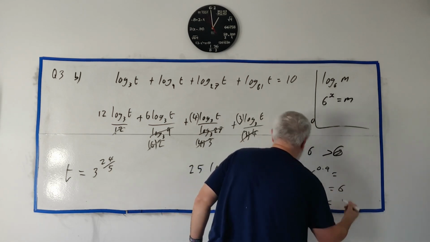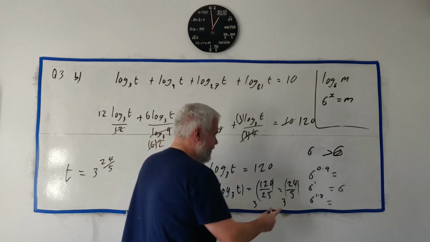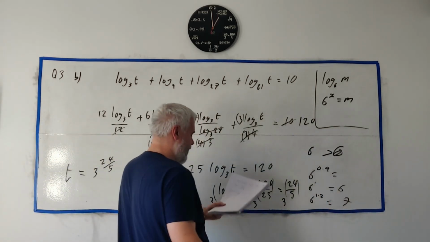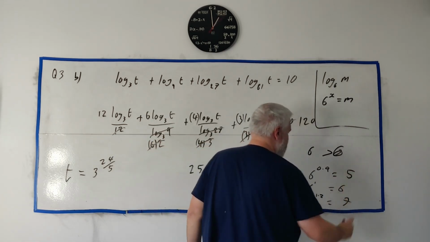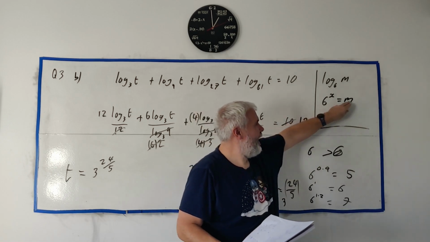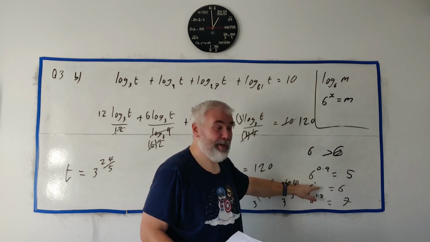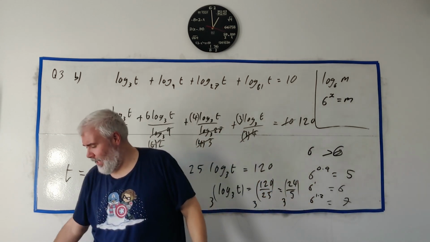This one's easy, it's 6. I jotted down a couple of the others. This is about 7, a little more than 7. This one was about 5. So what does it mean if m is bigger than 6? What has to be up here? It has to be a number bigger than 1. That's one way to say it.